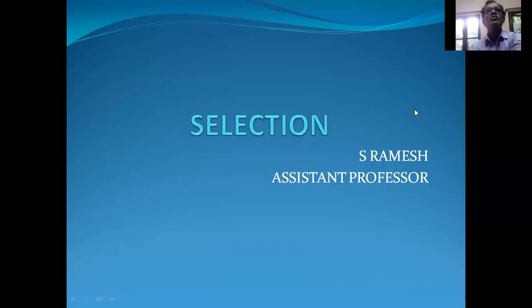What are the various sources of recruitment? What are the definitions? What is the concept? Everything about recruitment we have discussed. Now, today in this class we will learn about selection, recruitment and selection. See, normally people will think that both are same, recruitment and selection. Today we will learn the concept of selection.